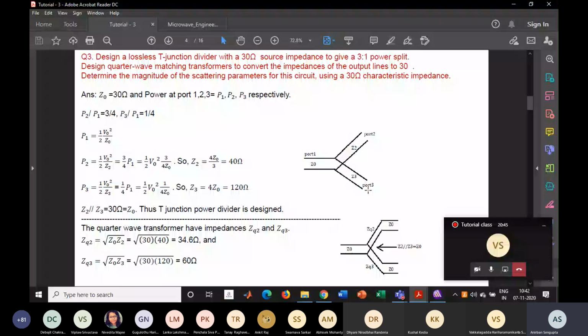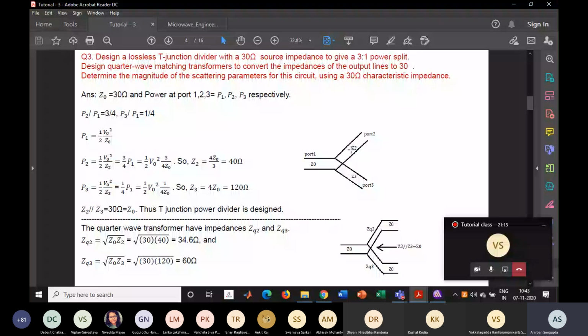Now, if I see from this reference plane where both the ports are connected, we will see the equivalent impedance as the parallel of Z2 and Z3, which will come out as 30 ohm. So that the desired division of the power will be split into these two ports. Now, this is the first part.